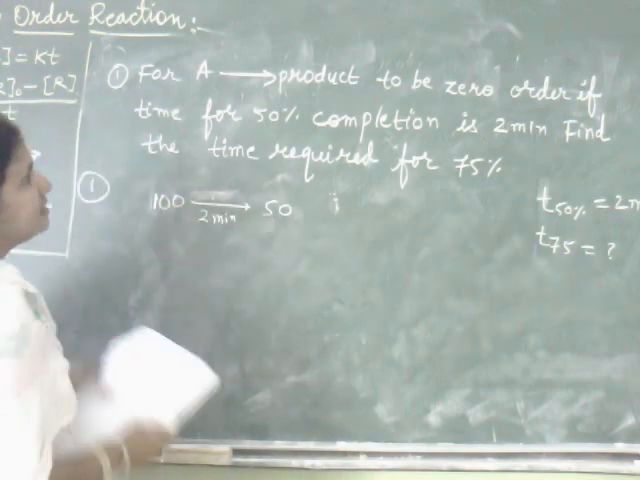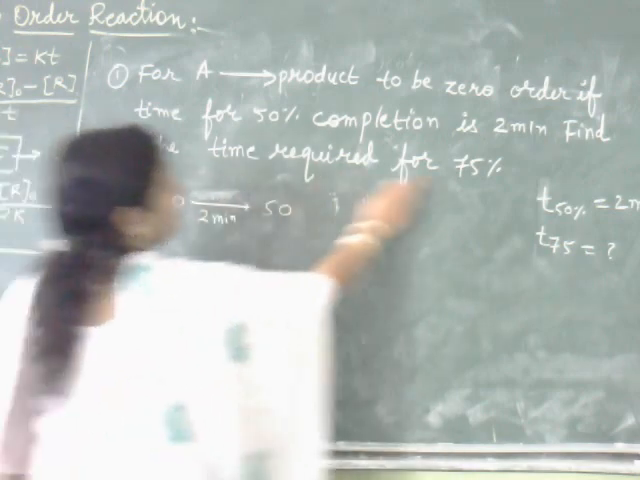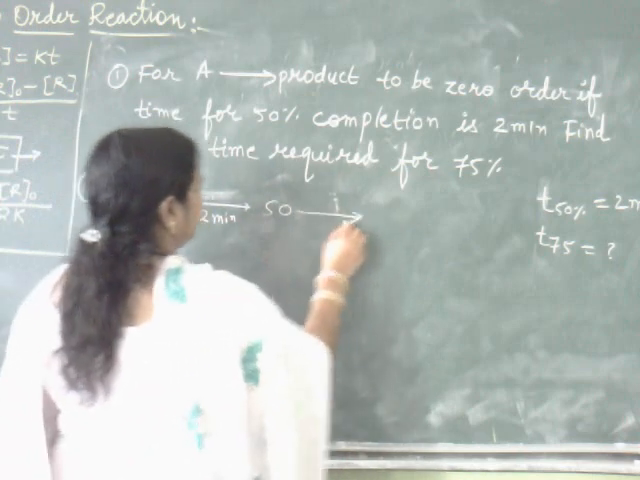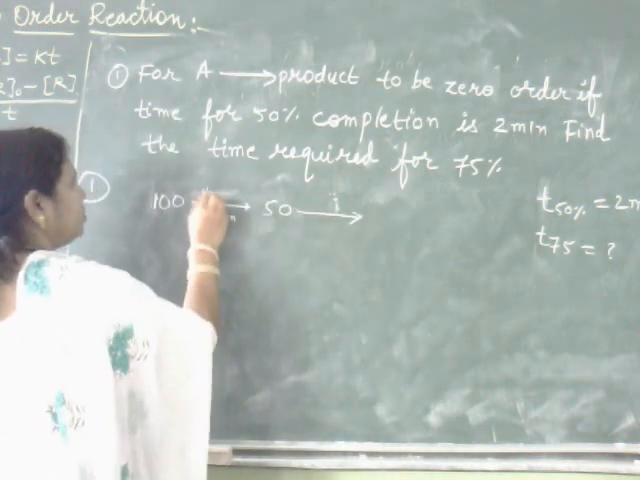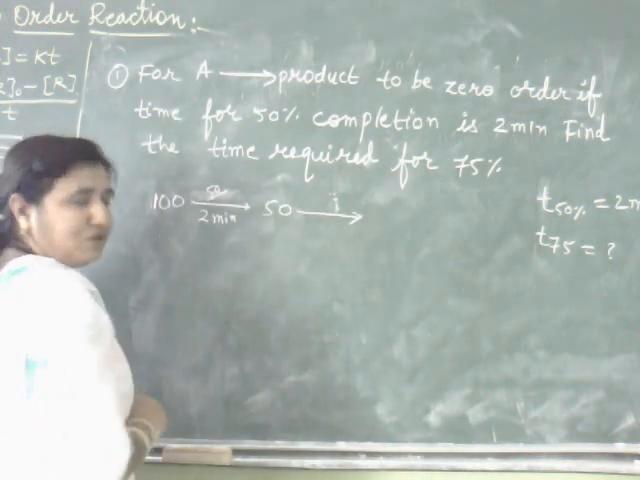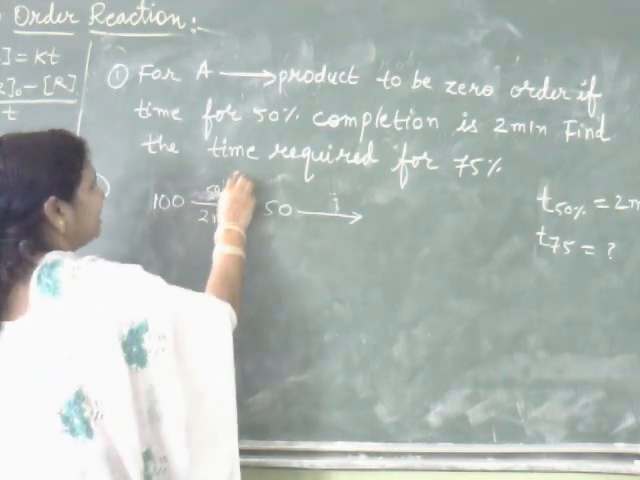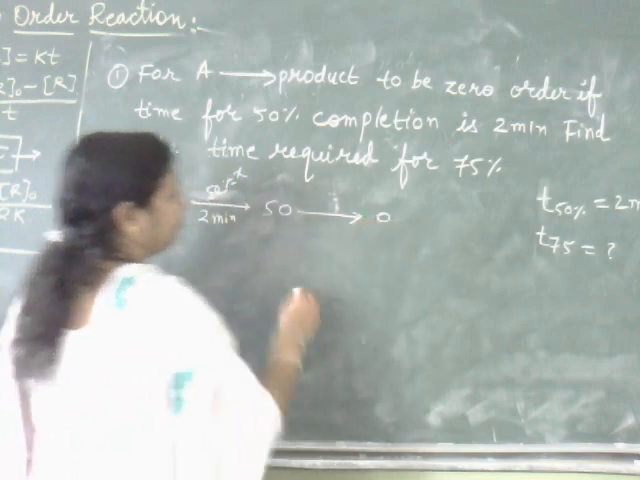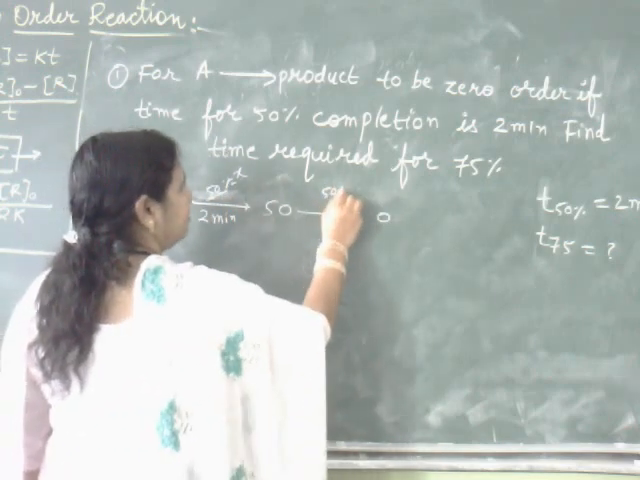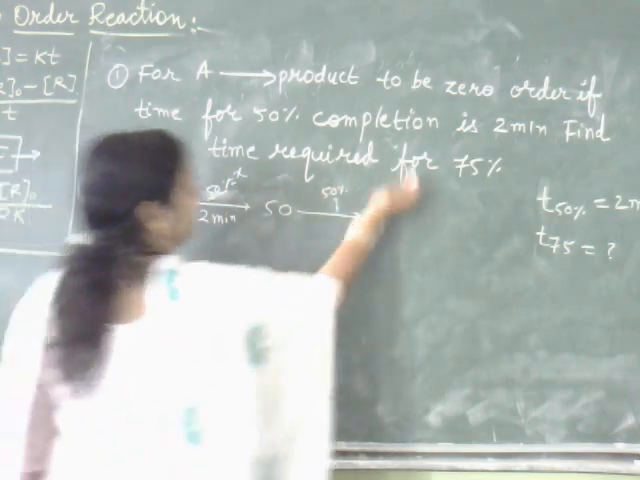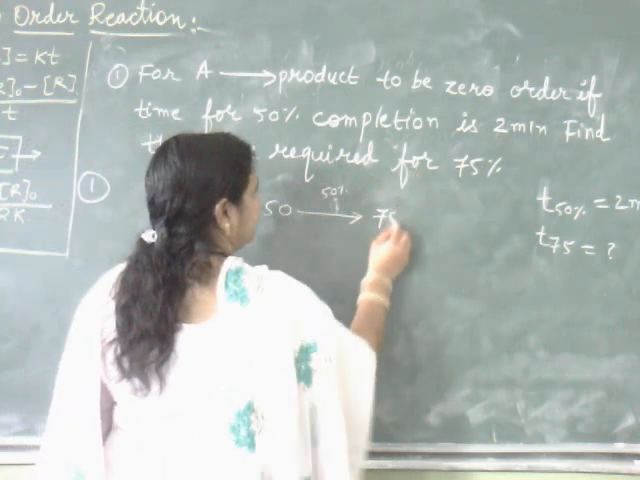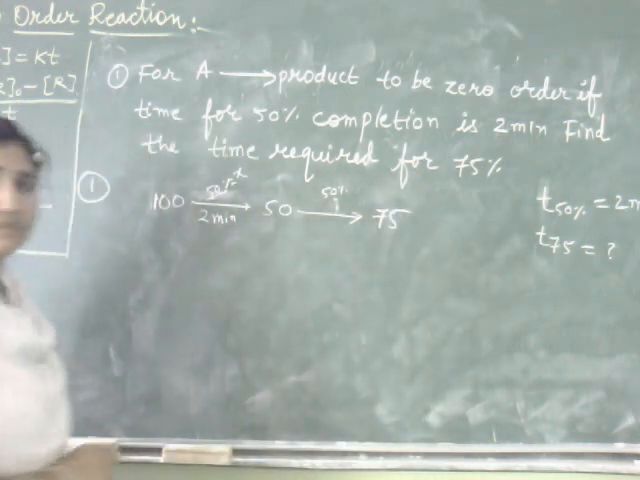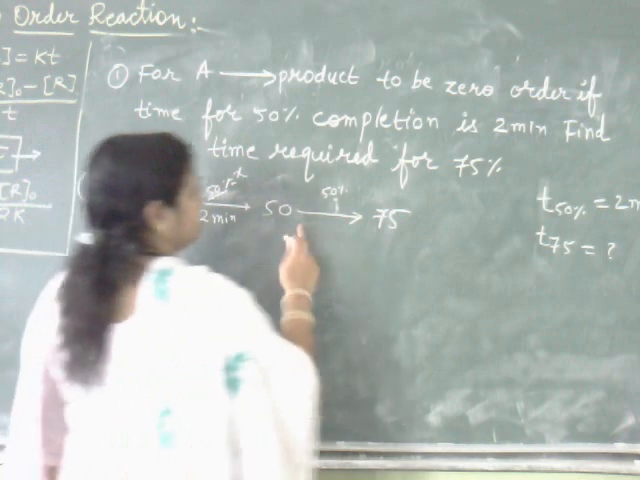Now what are they asking? The time required for 75%. Now 100 to 50 means how much drop here? 50% drop. X is what here? 50. And 50 to what should it come here? 0. Again it will drop 50%. But how much drop here? 75 here. How much drop here? 75. Okay.